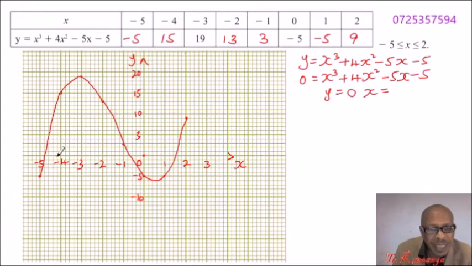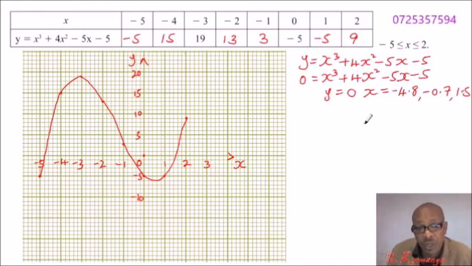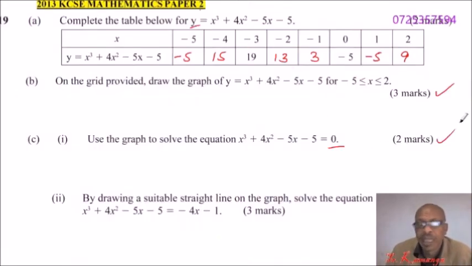The small point represents 0.2. So 0.2, 0.4, 0.6, 0.8. The first value is minus 4.8. The other one, where the graph cuts the x-axis, 0.2, 0.4, 0.6, is minus 0.7. And the other value is 1.5. So those are the values that satisfy the equation. Once you do that, you should be able to get these 2 marks.